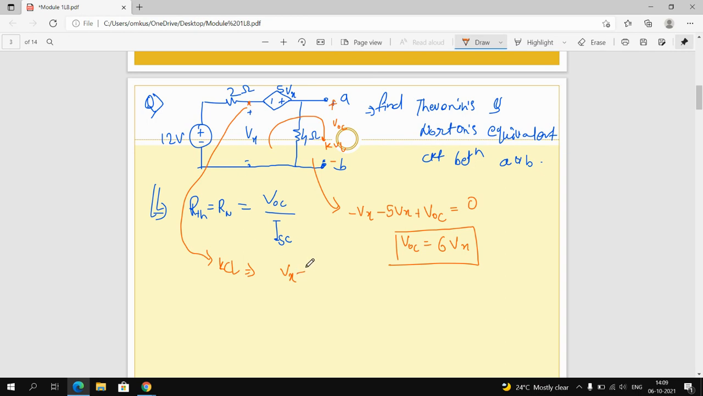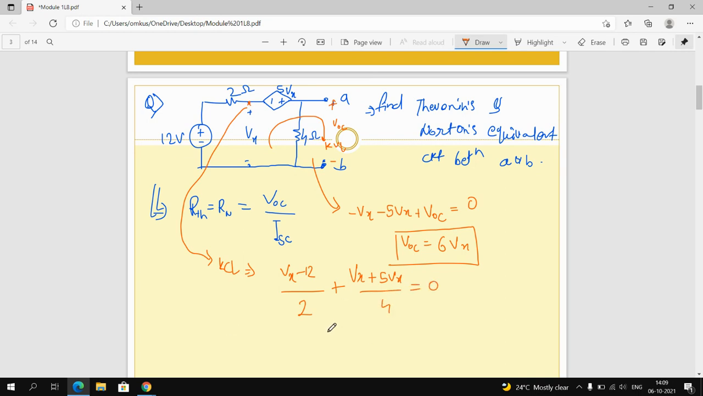So (Vx minus 12) divided by 2 plus Vx, and this potential is minus 5 Vx, right? So minus minus plus 5 Vx, 5 Vx divided by 4 equal to 0.